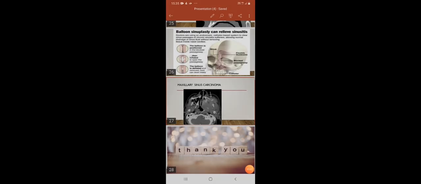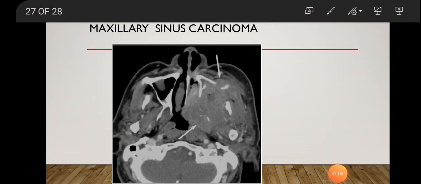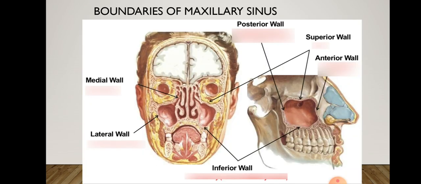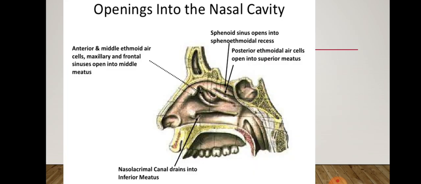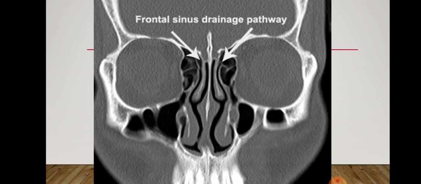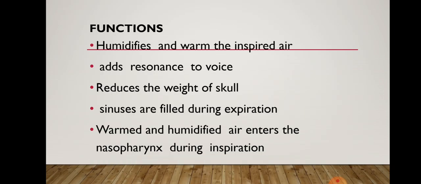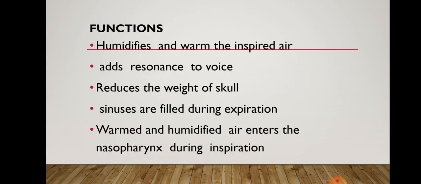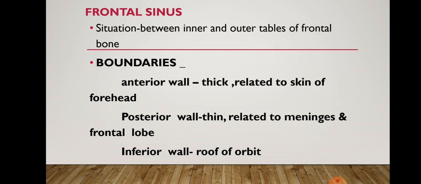We will see a short recap of what we have read from the beginning. The paranasal air sinuses are situated around the nasal cavity, and they are named according to the bone in which they are situated. These are air spaces inside the skull bones related to the nasal cavity, and you have 4 pairs: frontal, ethmoidal, sphenoidal and maxillary air sinuses. The function of these air sinuses is mainly to humidify and warm the inspired air. They add resonance to the voice and reduce the weight of the skull.